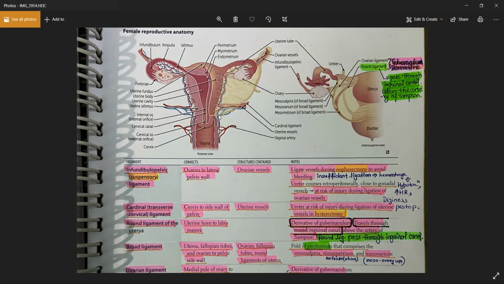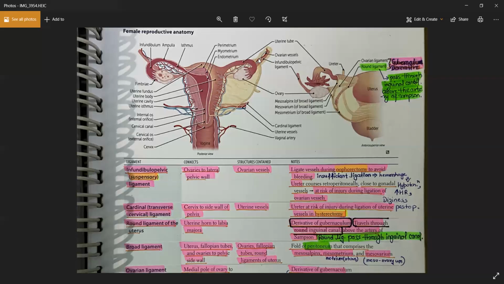Yes. And the first one is the infundibulopelvic ligament. This ligament that you can see here is the infundibulopelvic ligament, or the suspensory ligament. The function of this ligament is to connect the ovary with the lateral wall of the pelvis. Basically, it helps support the ovary and keep it stabilized against the lateral wall of the pelvis. It contains all these ovarian vessels that you can see. They are all contained in the infundibulopelvic ligament.